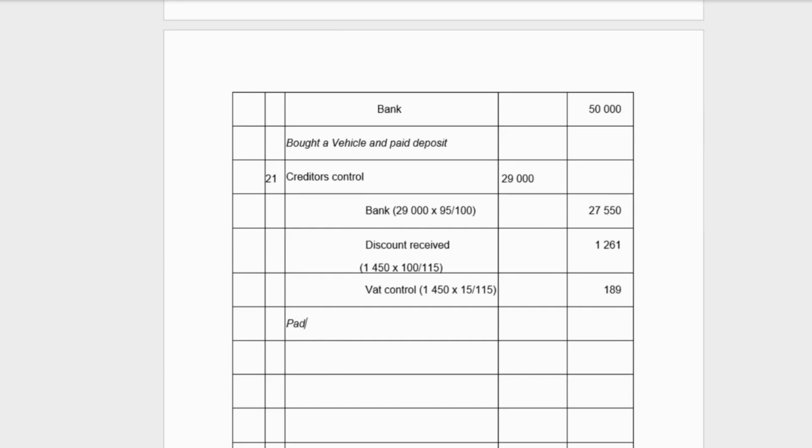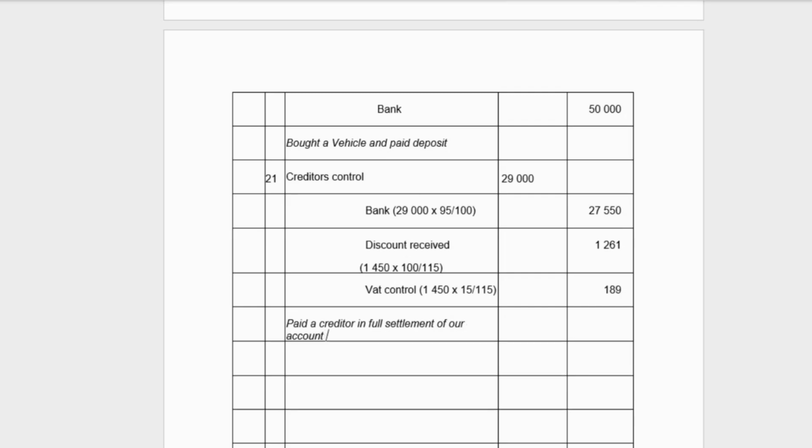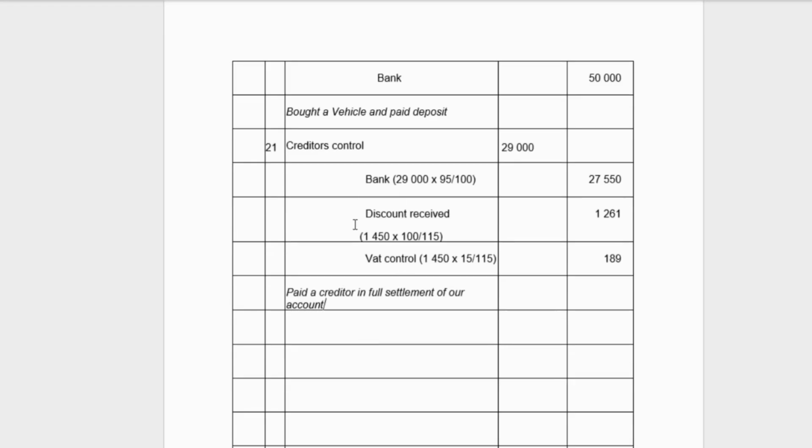Paid a creditor in full settlement of our account. Or you can say paid a creditor and received a discount. That will still be reasonable. Paid a creditor in full settlement of our account. So that will be still reasonable, okay? And then we are done with this transaction. Let's go to the next one.